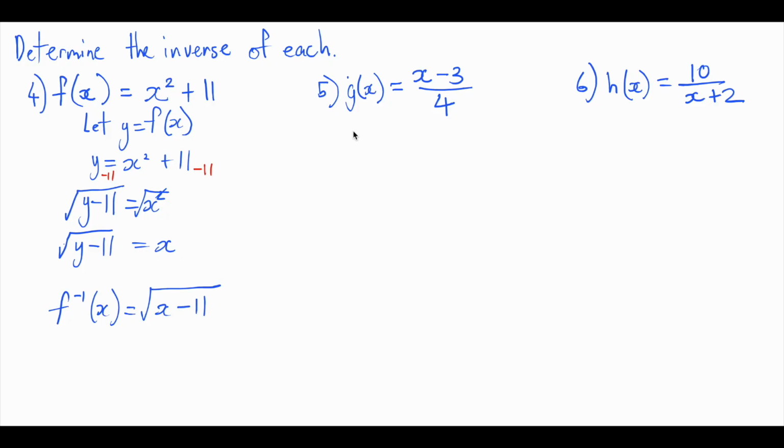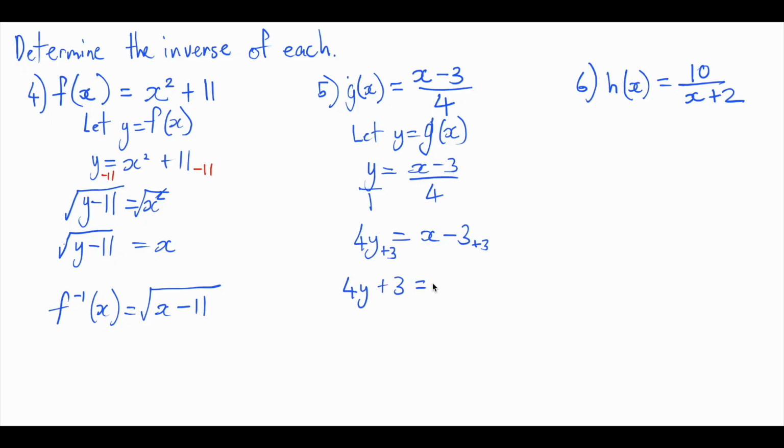Alright, so with this one here, we would say let y equal g of x. So then we could say y is equal to x minus 3 over 4. So we put y over 1, cross multiply. So 4 times y is 4y, and 1 times x minus 3 is x minus 3. To get x by itself, we add 3 to both sides. So that will leave us with 4y plus 3, which is equal to x. So then now we could have our answer as g inverse x, which is equal to 4x plus 3.